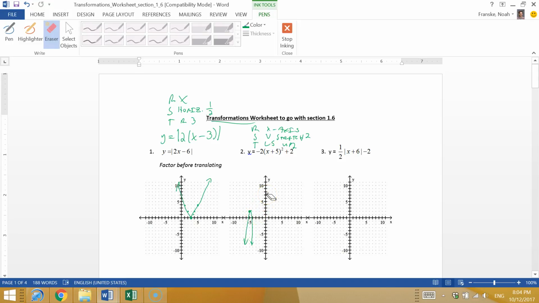Cool. All right, next one. 1/2 absolute value of x plus 6, minus 2, RST. No reflection. Scale change looks like a vertical by 1/2. Translation is left 6 and down 2. So left 6, down 2. There's kind of my new origin. And let's see. This is absolute value, and it hasn't been reflected at all. So I'm just going to have a vertical stretch by 1/2, so it's going to be kind of skinny again. There it is. That's all there is to it.